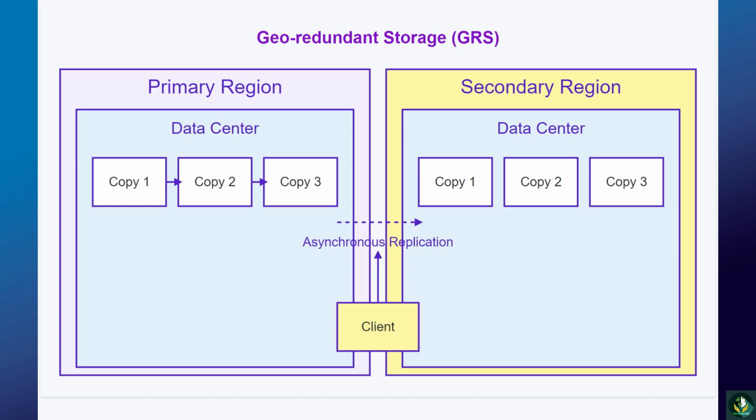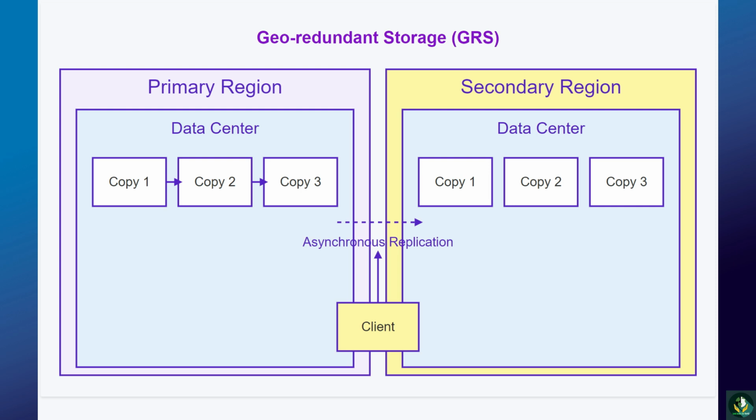Key benefits illustrated by this diagram. High durability. With 6 total copies of data, 3 in each region, GRS offers exceptional protection against data loss. Disaster recovery. By replicating data to a geographically distant region, GRS provides a safeguard against regional disasters. Synchronous local replication ensures high consistency and availability within the primary region. Asynchronous geo-replication offers protection against regional outages without impacting the performance of primary region operations.